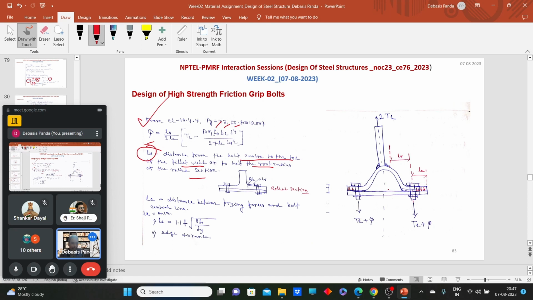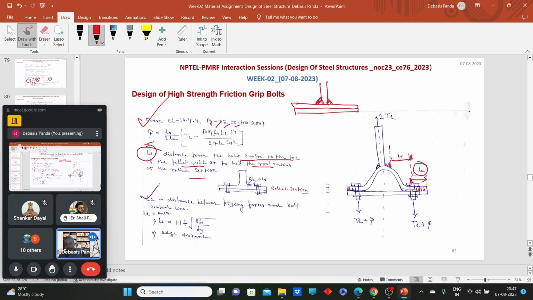Like this T section, whatever I am connecting here, it can be made using a weld. We will quickly go into the weld portion, or it can be a rolled section. If it is a weld, then we have to go up to the root of the weld. What is the root of the weld? I will just come to it. What is Le? That is nothing but the distance from the center of the bolt to the end, that means the edge distance.